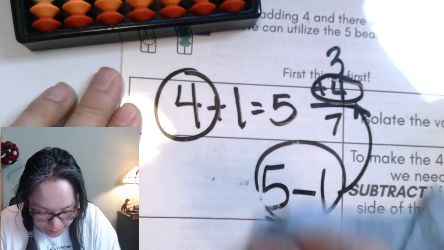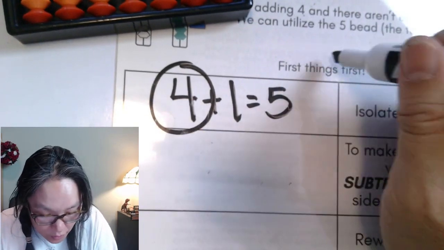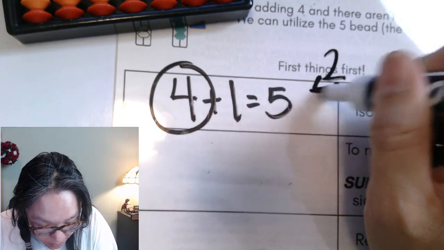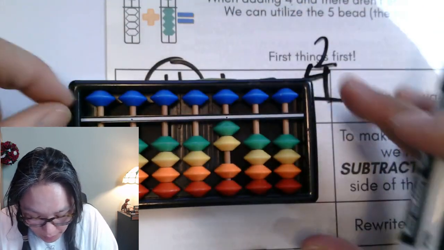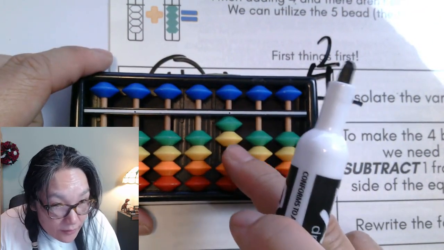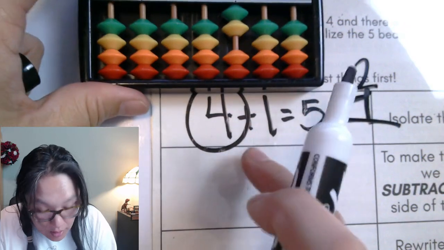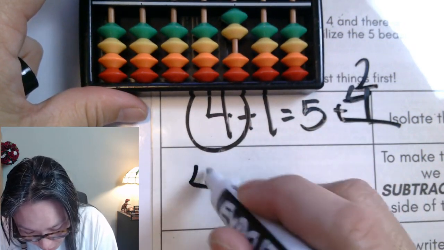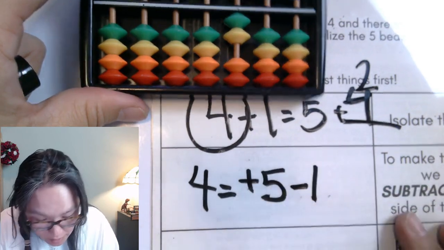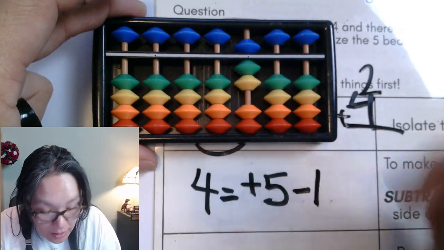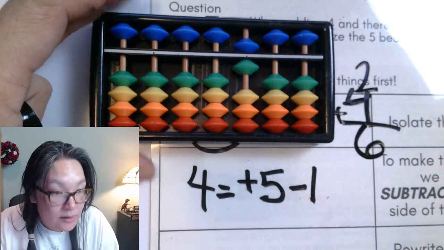Why? Let's take another one. Instead of 3 plus 4, we can do 2 plus 4. Again, we want to add the 4. There's not enough beads. How do I know? Because if you look at it, we don't have enough beads. What we're going to do now is utilize our equation: add the 4 equals plus the 5 minus 1. So we add the 5 and we take away the 1. So my final answer is 6.